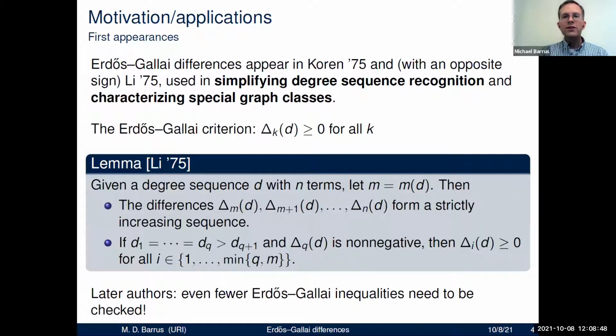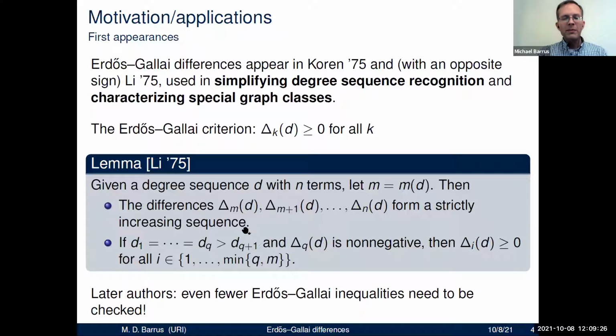So without going into too much detail, I'll just remind you that we have a degree sequence if and only if these differences are non-negative for all indices. And what Lee did is he showed that if you're looking at the differences, and if m stands for your modified Durfee number, then the differences from the mth term on form a strictly increasing sequence. So if what you care about is that they're non-negative, you actually don't need to check any of these later ones. You only have to check the first difference up through the mth difference. And that's where we get that reduction from the previous slide.